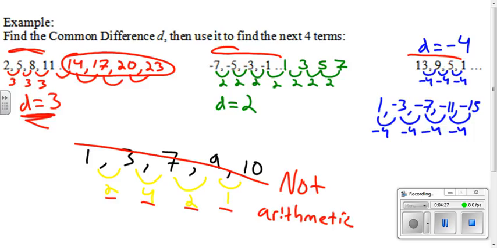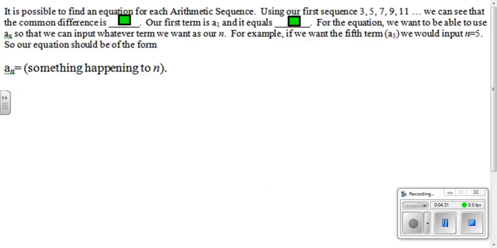And in our next lesson, we'll look at geometric sequences. We'll see what those look like and how those go. So it is possible to find an equation for the arithmetic sequences.